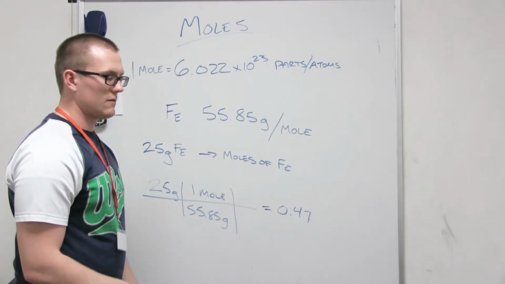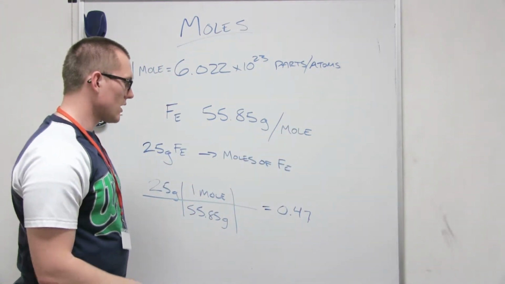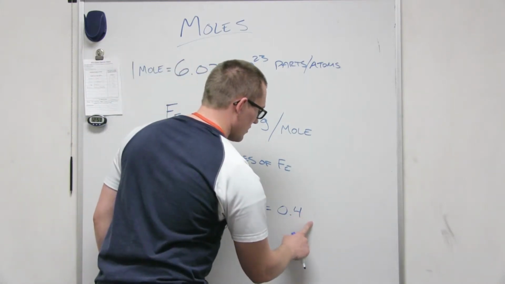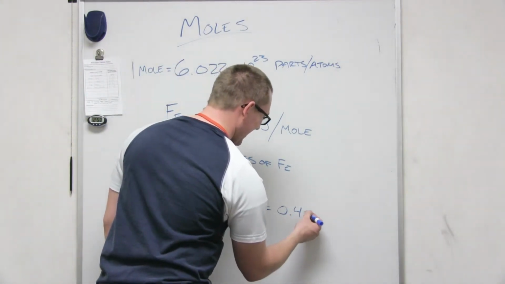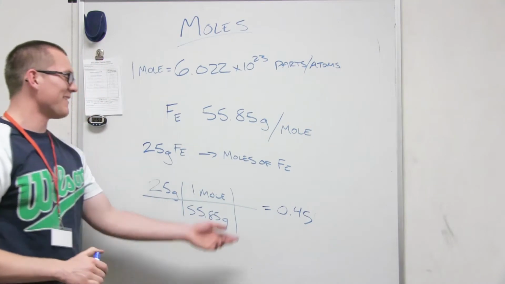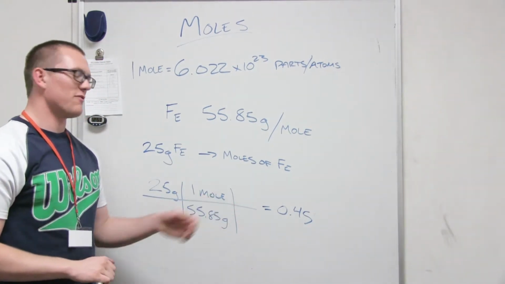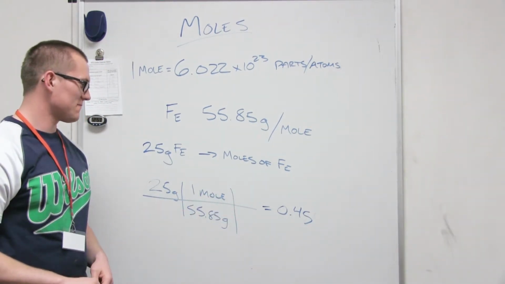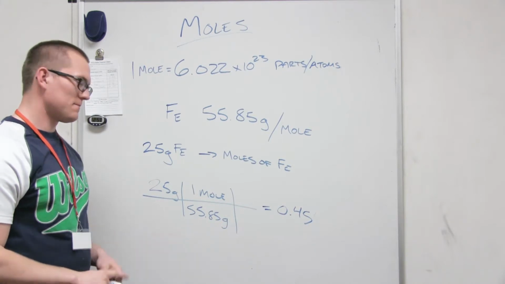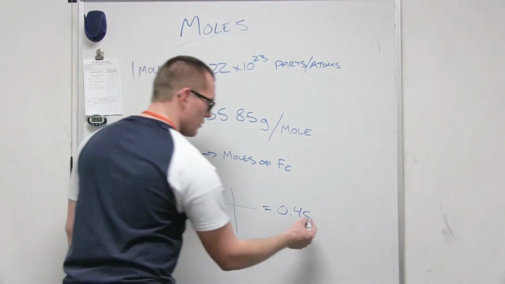Wouldn't you round up to 5? Oh yeah, you're right. I was thinking of the other number behind it. Yeah, you're right. So it would be 5. Perfect. So at least, and this is moles.